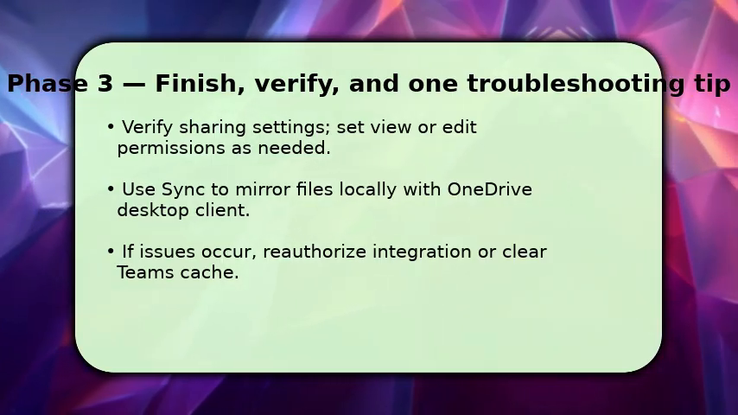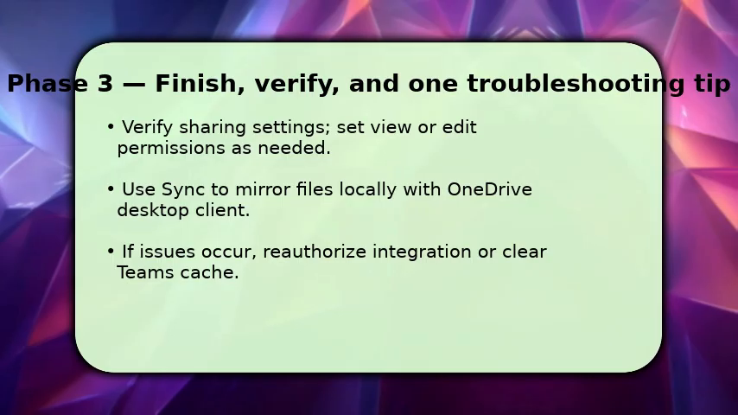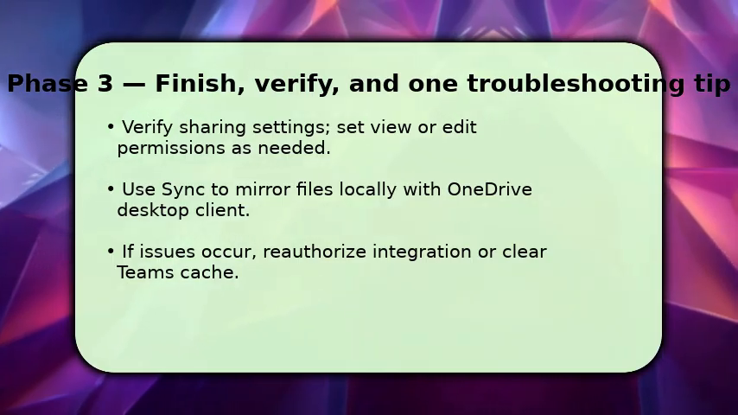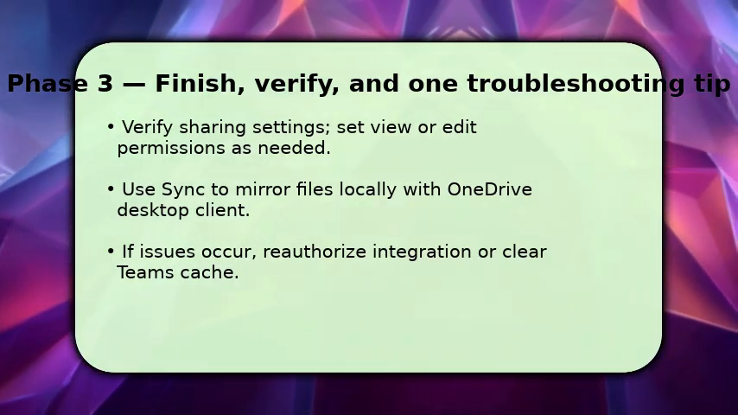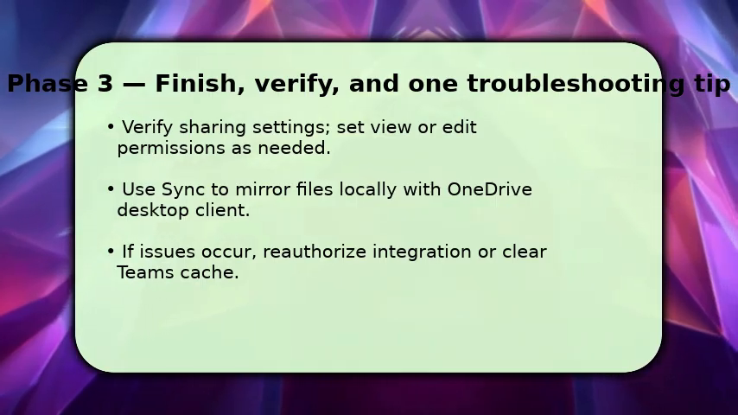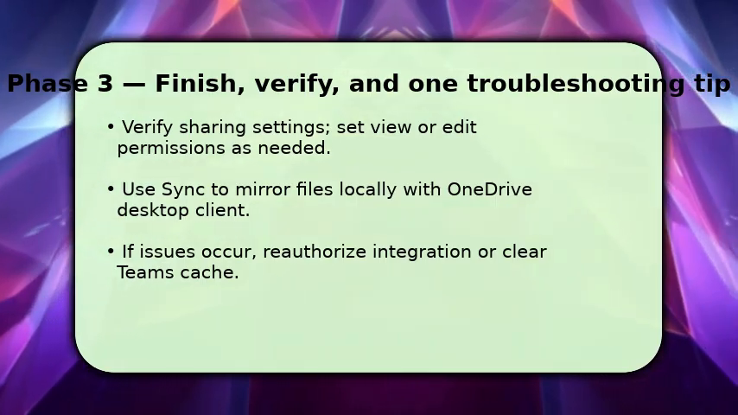If something goes wrong, permissions not applying or files not appearing, revoke Teams access and reauthorize OneDrive, or clear the Teams cache and restart the app. Doing that fixes most token and sync problems quickly.